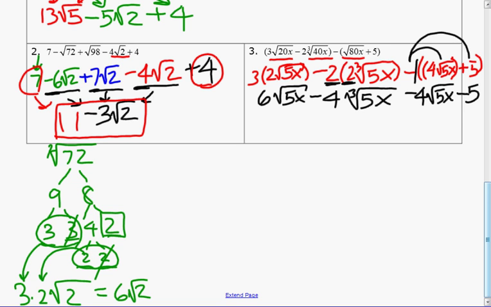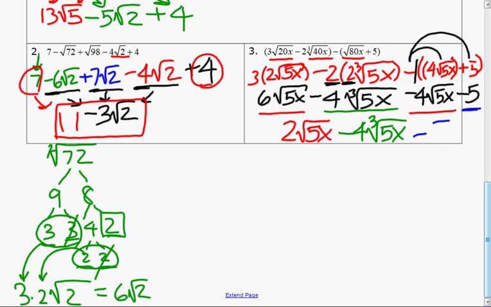Okay, well, I hope you said yes, that there were like terms, because we have two. We have this 6 square root of 5x, and we have this negative 4 square root of 5x. We combine them: if we have 6 square roots of 5x, and then we take 4 away, like subtracting the 4 square root of 5x, then we end up with 2 square root of 5x. Now the other two that we have left, we have this negative 4 cube root of 5x, and we have this negative 5. These are not like terms. Remember, one has a radical, one does not. They don't have the same index, they don't have the same radicand, so we can't combine them, so we'll just bring them along for the ride. So we have a negative 4 cube root of 5x, and we have this minus 5, and that is our final answer.